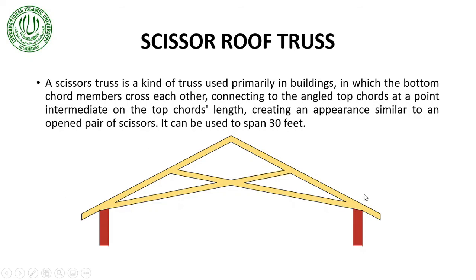Then we have a scissors roof truss. The shape well defines the name. It is the kind of truss primarily used in buildings in which the bottom chord members cross each other. Basically there are two bottom chord members here, 1 and 2. There is an intersection point over here and they connect to the angled top chords at a point intermediate on the top chord's length, creating an appearance similar to an open pair of scissors. This kind of roof truss can span up to only 30 feet.